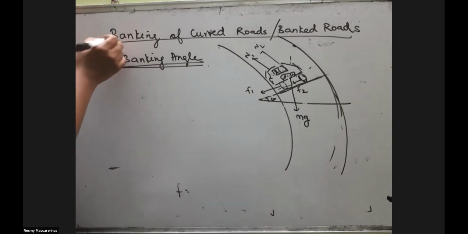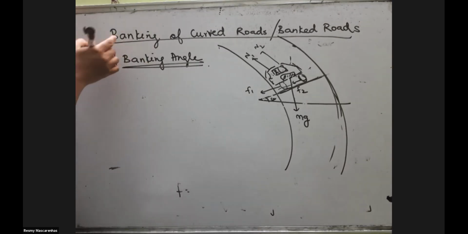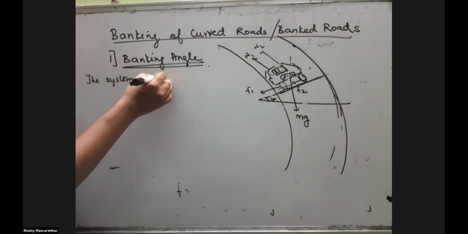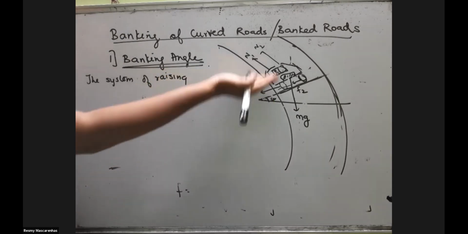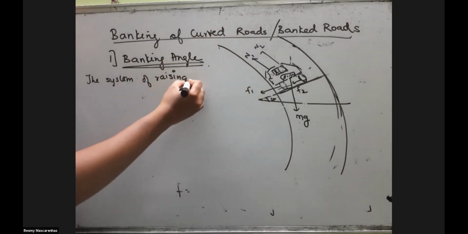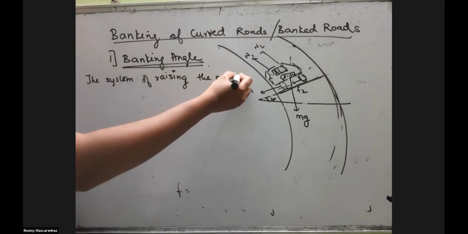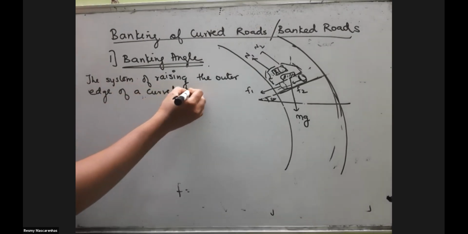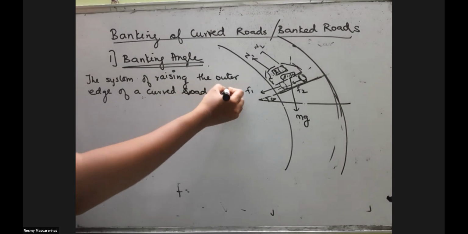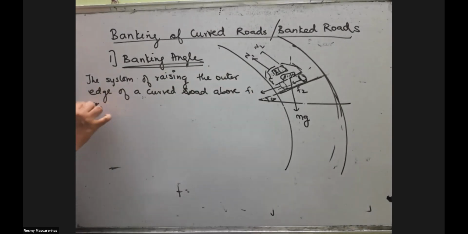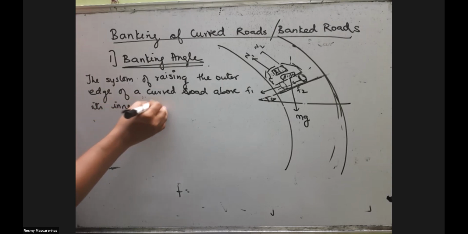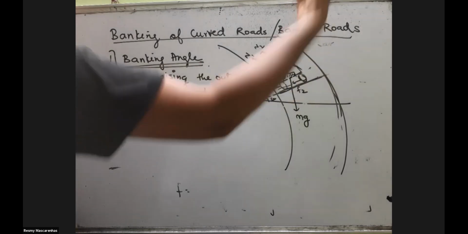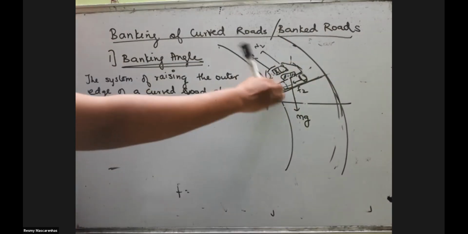So what does a banking road mean? You can write: what does banking of a curved road mean? The system of raising, raising means keeping one higher, the outer edge of a curved road above its inner edge. Means what? The outer side is slightly higher compared to the inner side. So this part will be higher and this would be slightly lower.